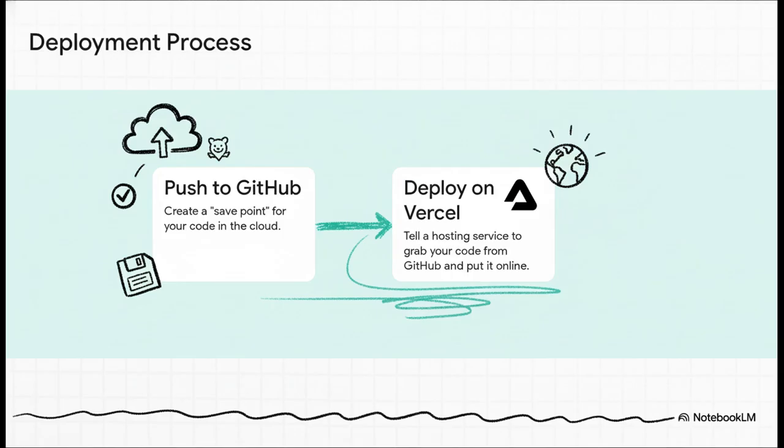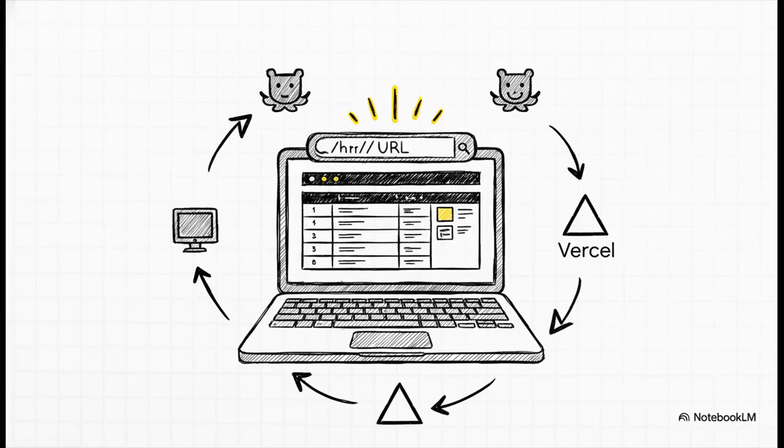Step 2, we use a fantastic free service called Vercel. We just tell Vercel, hey, go grab my project from that GitHub link, and it literally does all the hard work for us. And just like that, you have a live URL. Your Kanban board is officially on the internet. And here's the really powerful part. This whole workflow is now automated. Anytime you make changes to your project and push them back up to GitHub, Vercel sees them instantly and updates your live website automatically. No extra steps.